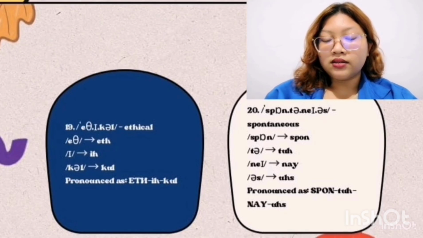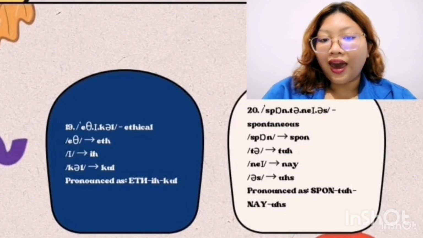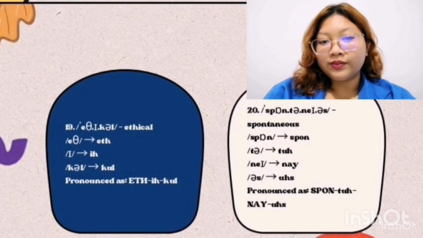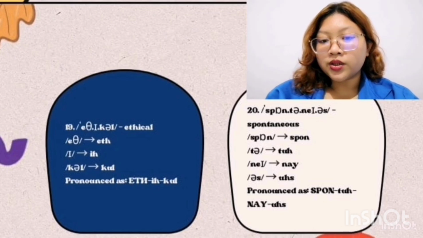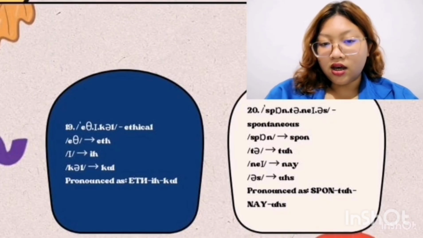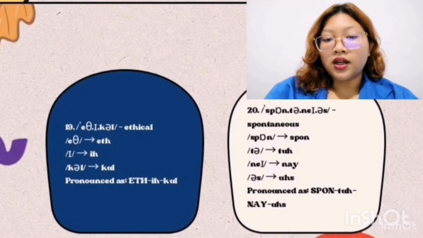19. Ethical. "Eth", "ih", "kul". Ethical. Number 20, we have spontaneous. How can we read it? "Spon", "tay", "nee", "us". Spontaneous.